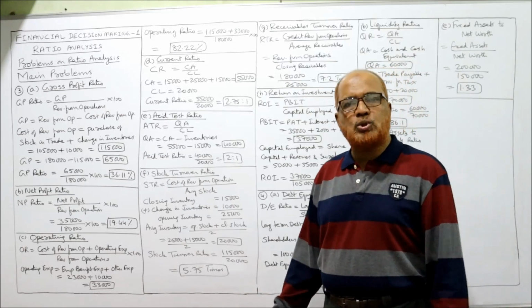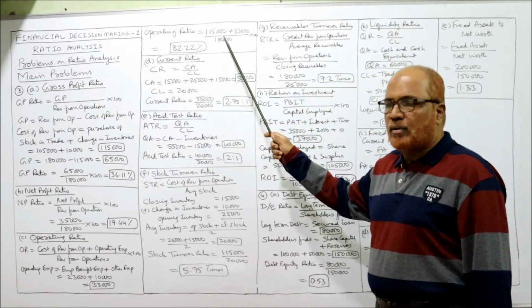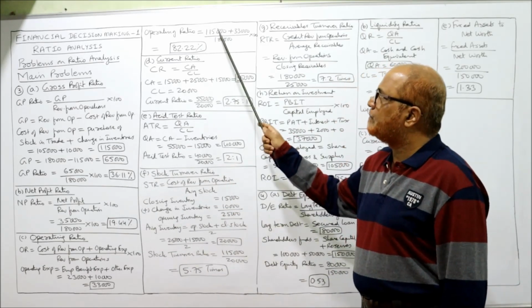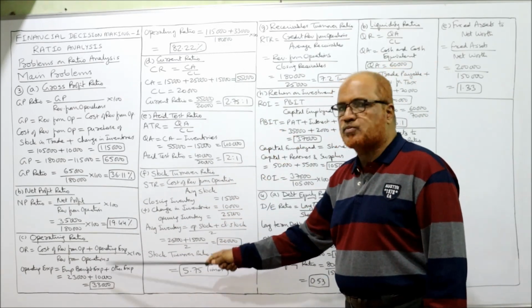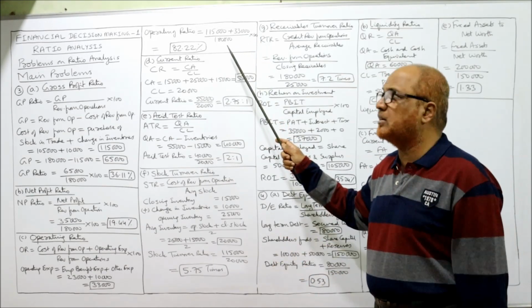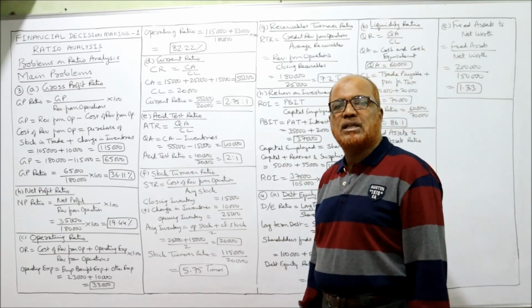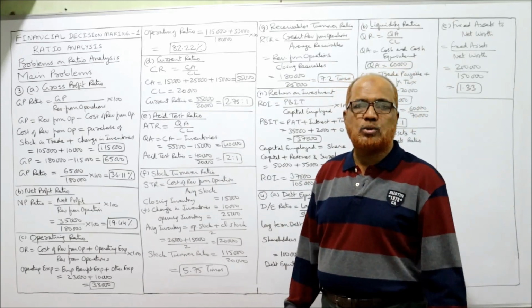Now simply we substitute. Operating ratio is equal to cost of revenue from operation 1,15,000 and 33,000 is the operating expense, divided by revenue from operation 1,80,000 given in the problem, into 100. 82.22%. That is the operating ratio.